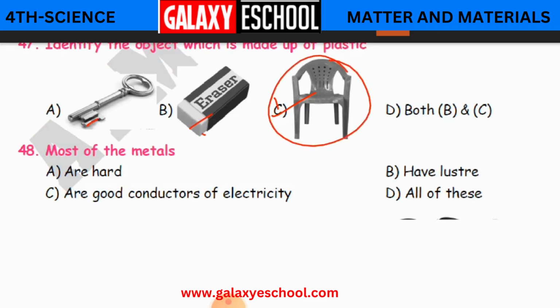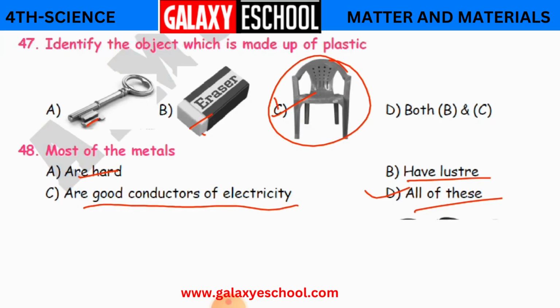Now, 48th question. Most of the metals, so how are they? Are they hard? Are they good conductors of electricity? Do they have luster? All of these. And the answer is all of these. They are very hard, they are good conductors of electricity, and they have luster. Okay, so all of this is the correct answer.